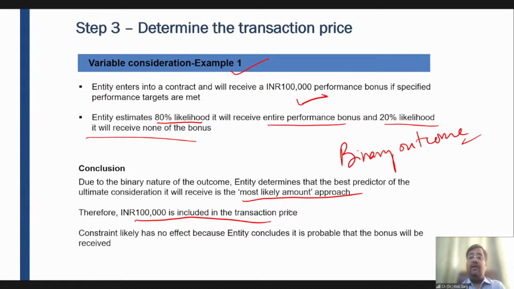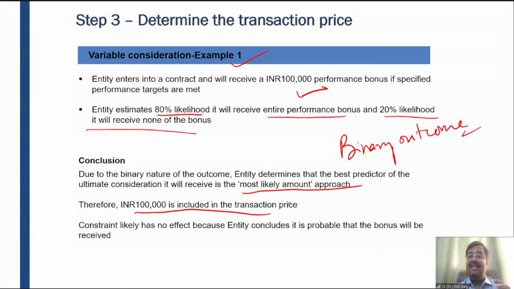Binary outcome means when an event has only a binary outcome, whether it will happen or whether it will not happen, whether it is 1 or it is 0, right? So it is considered a most likely approach. Binary means whether it will happen or it will not happen. So in this case it is written that there is 80% chance to happen and 20% chance not to happen. So when there are more than 50% chances of happening, it means it is more likely that it will happen, right? The chance of happening is more than the chance of not happening.